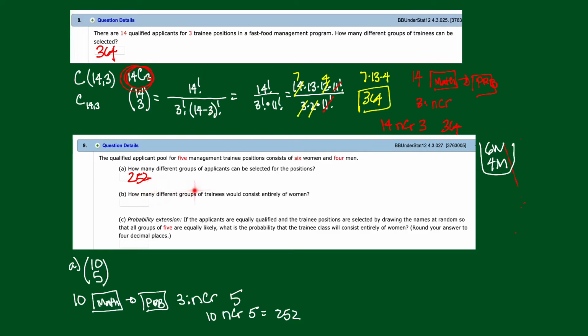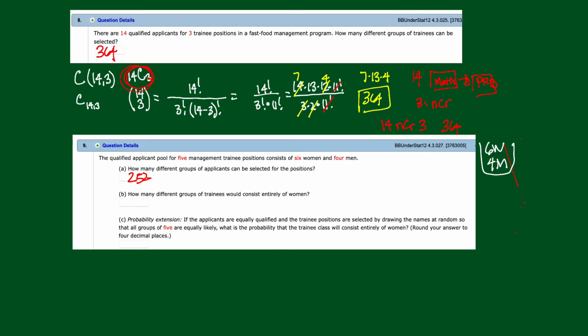Part B says, how many different groups of trainees would consist entirely of women? Now, here's how I do these problems. This is entirely women, so we have 5 positions, and we want all 5 to be women. In fact, I'm going to erase this stuff here so I have some room. Let me do it in a different color here. I have 6 women to choose from, and I can choose 5.